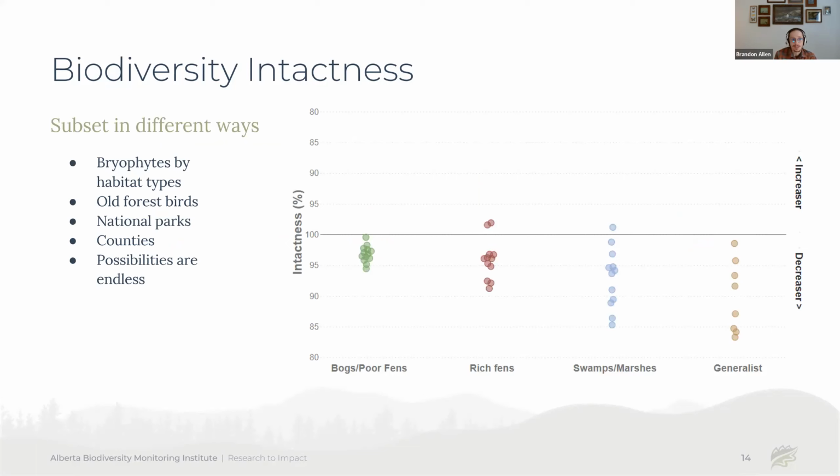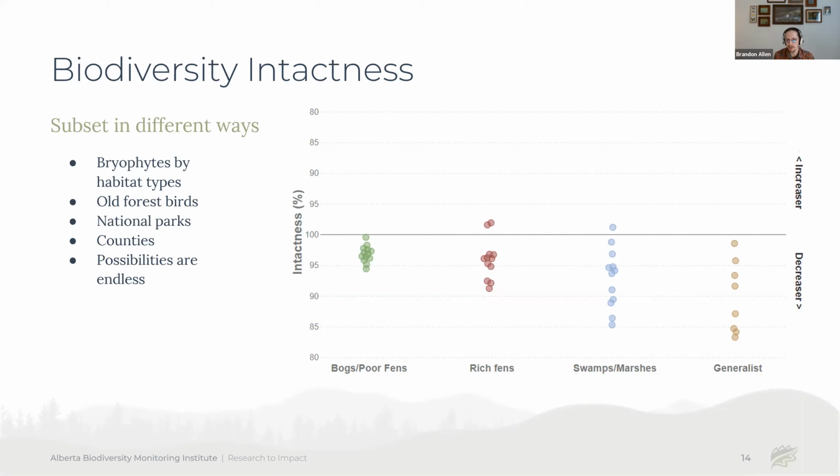But this is just the start of it. So this indicator is really flexible. We can subset it in lots of really cool and interesting ways. So if anybody here on this presentation has visited the ABMI Wetland Atlas, you would have maybe seen this figure. So we took all of this intactness information and we actually subset it for bryophytes, so mosses, and wanted to understand if certain mosses were having greater or less impacts based on the disturbance that was happening.